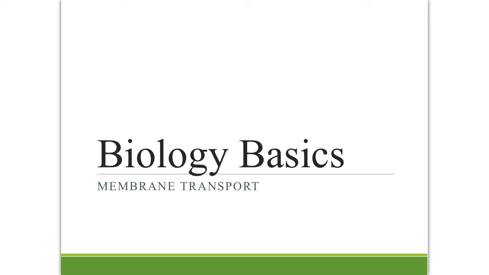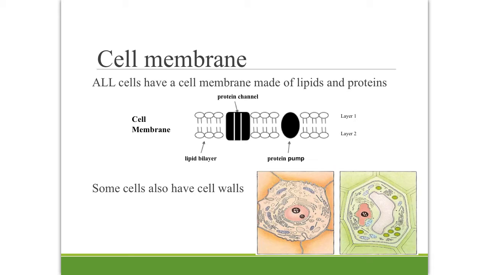In this video, I want to talk about membrane transport, which is how things get into or out of cells. So remember that all cells have a cell membrane. Whether it is a prokaryotic cell or a eukaryotic cell, it has a cell membrane. And the cell membrane is made up first of lipids and then proteins, two very important biological molecules that are found in our cell membranes.